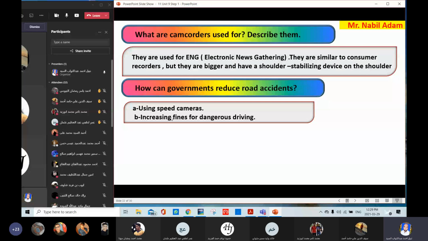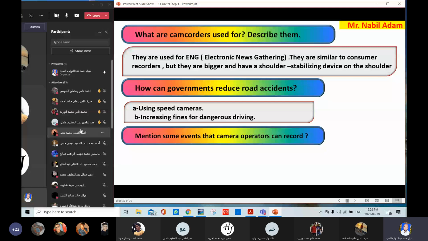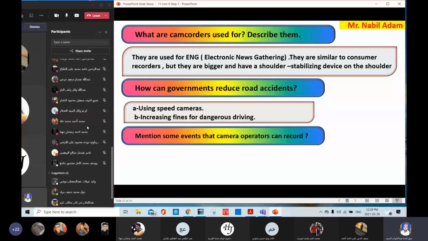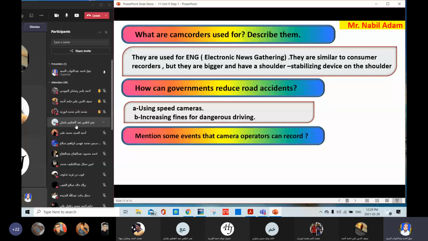Here, mention some events that camera operators can record. Again, we mentioned this question before. Yes, Muhammad Tamer, mention some events that camera operators can record. The nation events and the football events. Camera operators here are working on TV. They are working on TV.